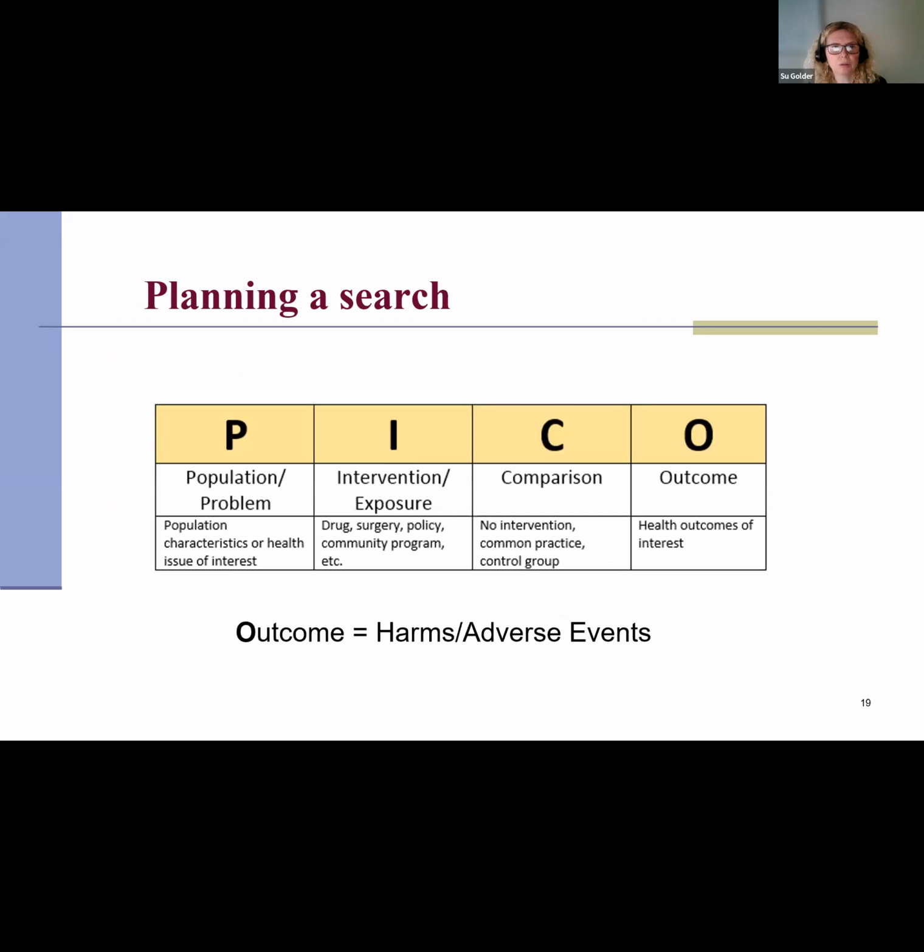So Yoon's already mentioned the PICO for planning the search. What I find when I'm doing my effectiveness or benefit searches is that I often search for the P and the I. But when I'm doing my harm searches, I often search for the I and the O, with the O being the outcome. Obviously, the I, the intervention or the exposure, you would search in the normal way. But for the outcomes, the harms, I think there's a slightly different approach.